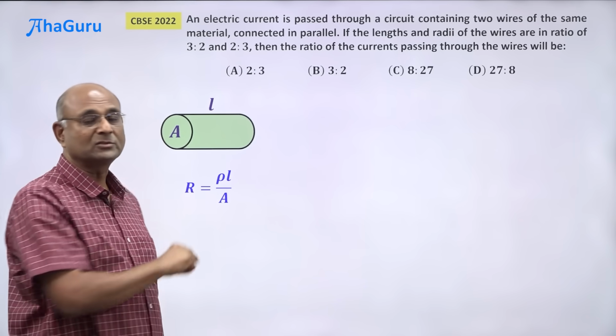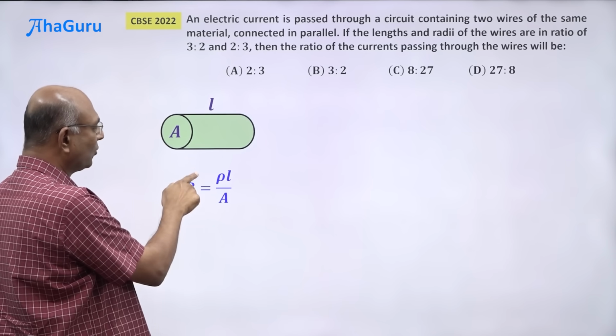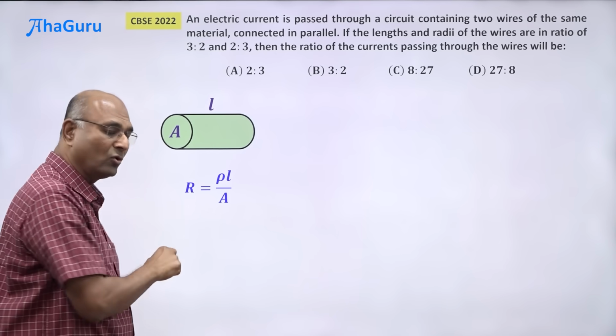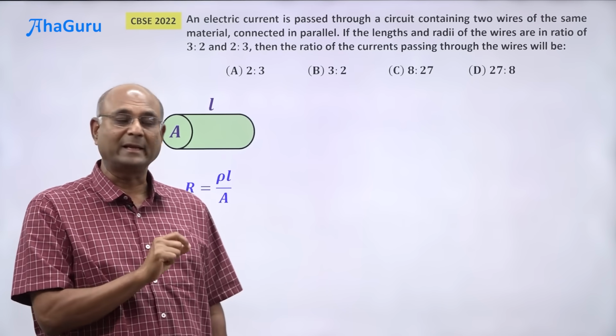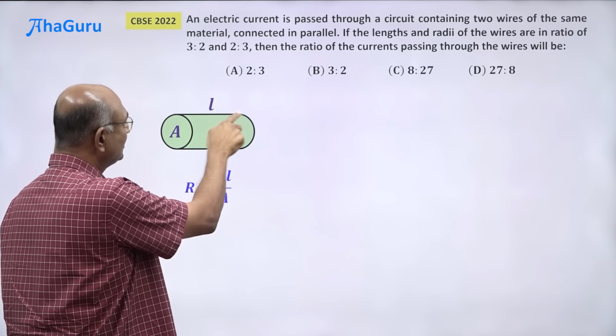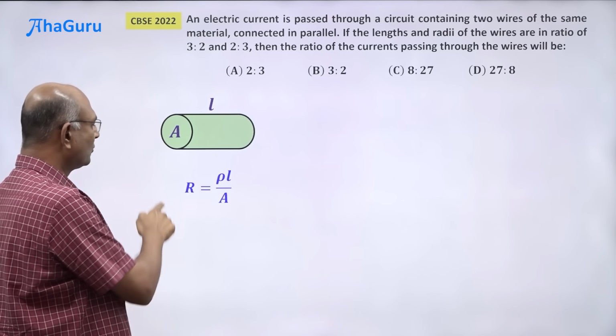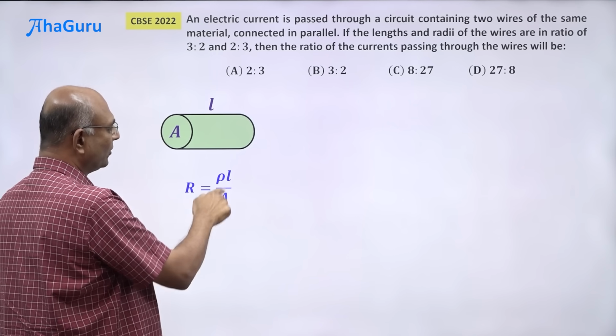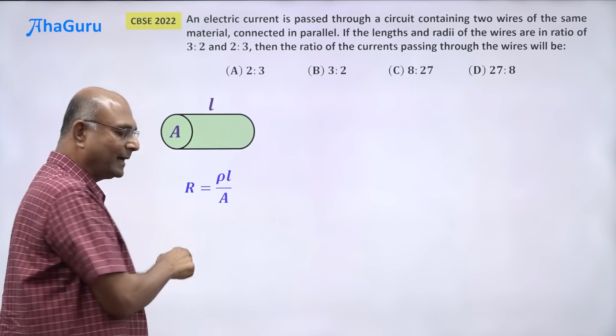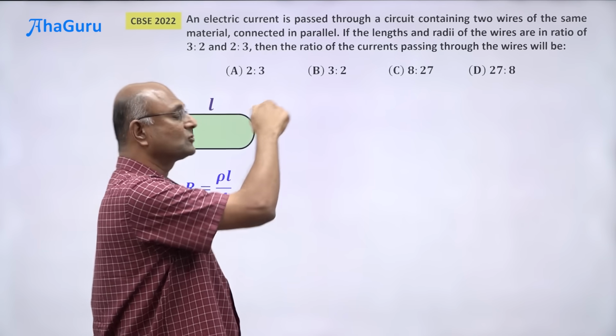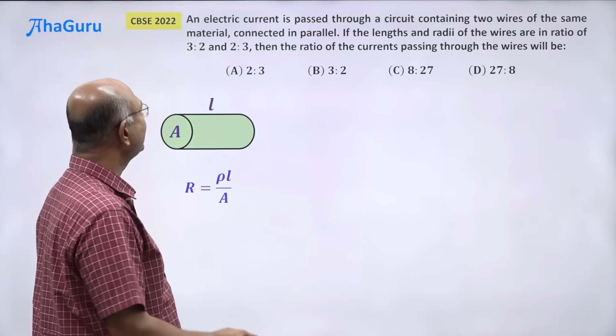Then the resistance of the wire is given by rho L by A, where rho is the resistivity of the material, L is the length of this wire, A is the area of cross-section. So resistance R is rho L by A. So we know this formula, and we are going to use this formula to solve this question. Okay, let us read this question.